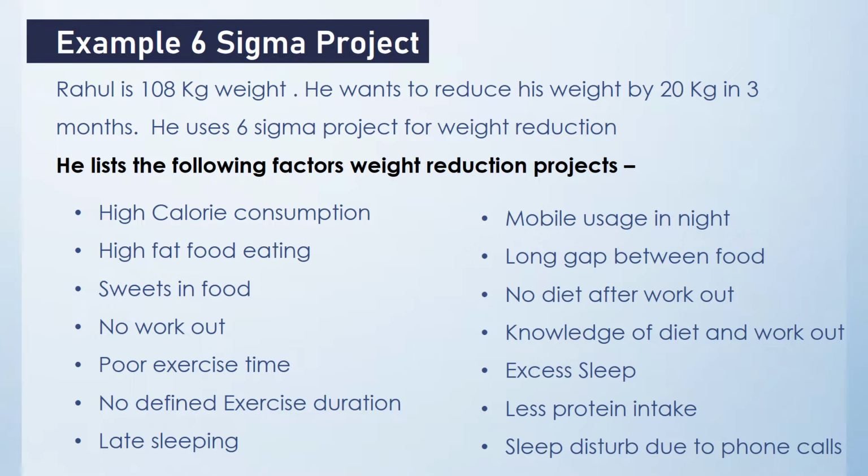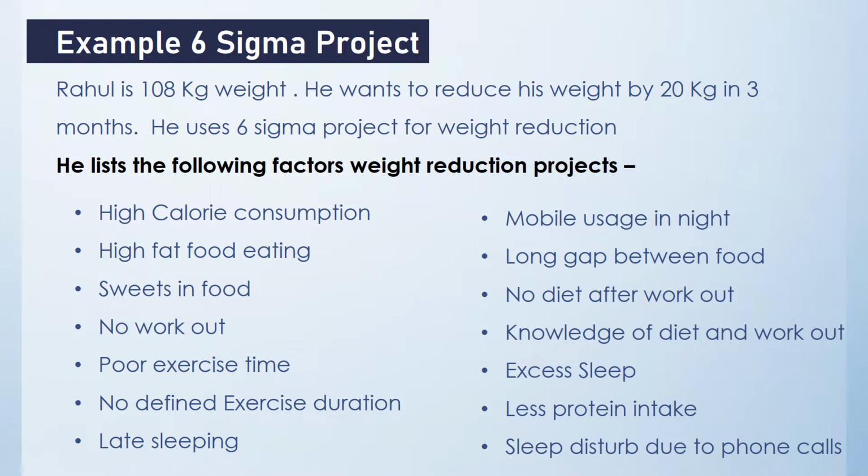He is discussing with all his friends and family members and listing out all the important factors for reducing the weight. You can look at all the factors he is listing out after discussing with all people: high calorie consumption, high fat food, sweets in food, no workout. You can read all these things. These are all the factors which relate to the weight reduction project.